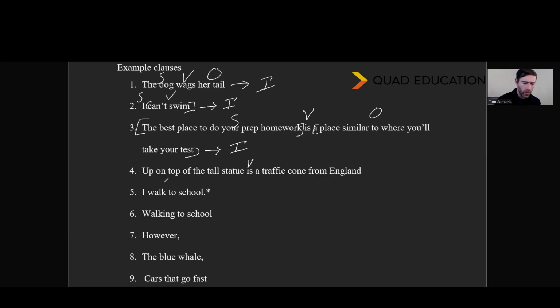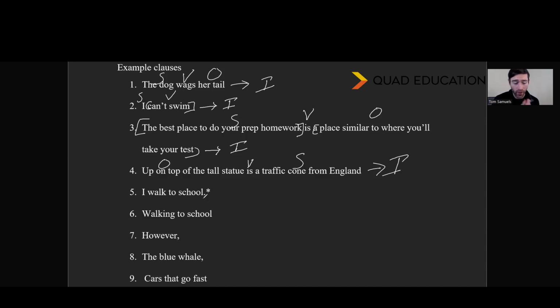Well, up on top of the tall statue isn't really doing anything. It's more that the traffic cone is the thing that is doing something. And so this is an example, and maybe in previous videos I've mentioned this, that you can flip the subject and the object in English, and it's totally okay. So we actually have the subject coming after the verb in this one, and the object being first, and we still have an object, a verb, and a subject, making that independent.